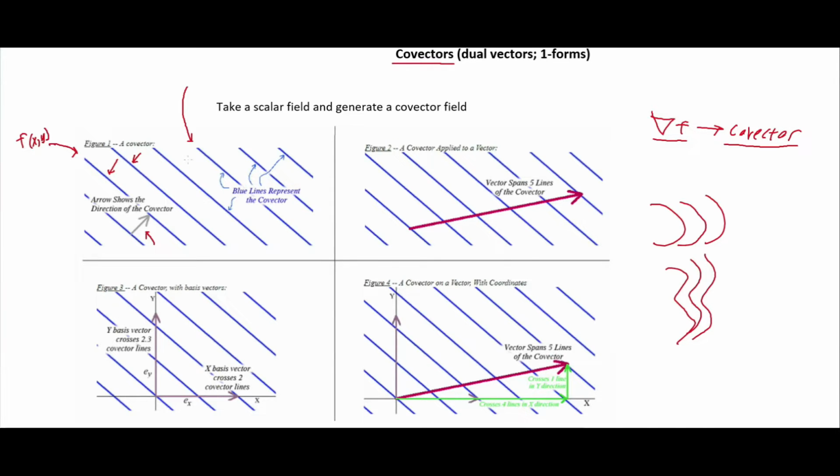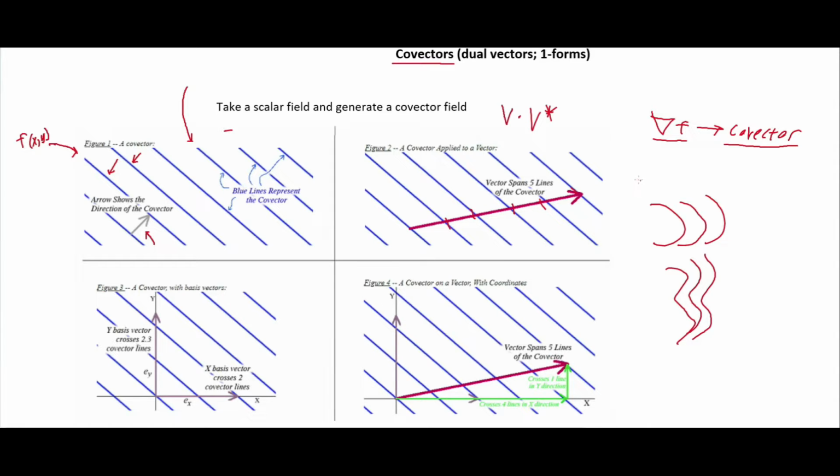But anyway, that is what a covector is. And so when we take the dot product of a vector and the covector, which is the inner product and is actually what the dot product is, so the dot product is a vector dot a covector. And so what that is, we have this vector here, which is the arrow. Then it's going through these covectors. So we see that it spans 5 lines. So 1, 2, 3, 4, 5.